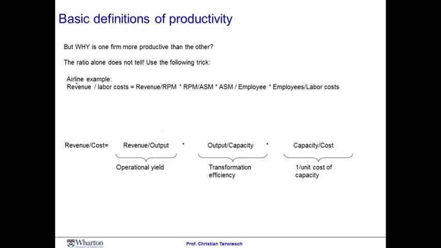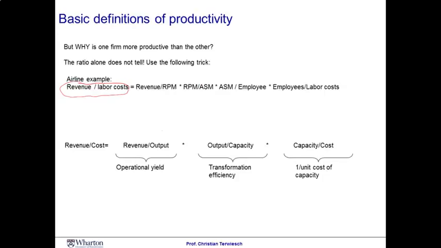Consider again our definition of labor productivity as a ratio between revenue and labor costs. Now work with me through the following equation. We can rewrite the revenue to the labor cost as the revenue divided by the revenue passenger miles created by the airline, times the revenue passenger miles divided by the available seat miles, times the available seat miles divided by the employees, times the employees divided by the labor cost.